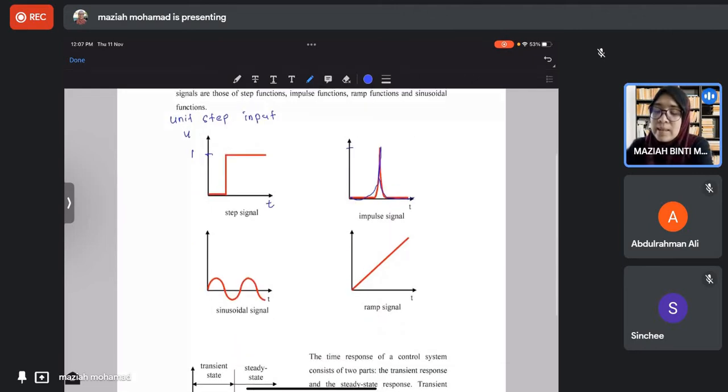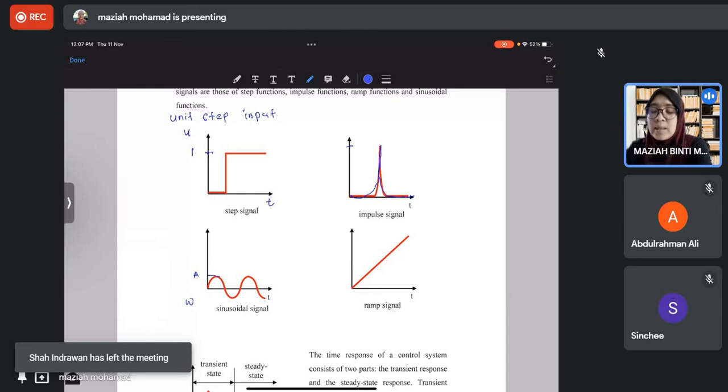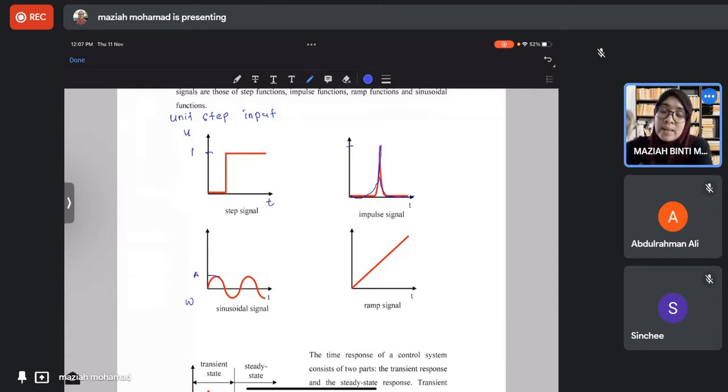Other than that, another common input signal is the sinusoidal signal. We have A here, the amplitude, and also we can determine the frequency there. And then the last one is ramp signal. Ramp signal is when the input is increasing with time. As the time increases, the signal also increases. So this is what we call a ramp signal.